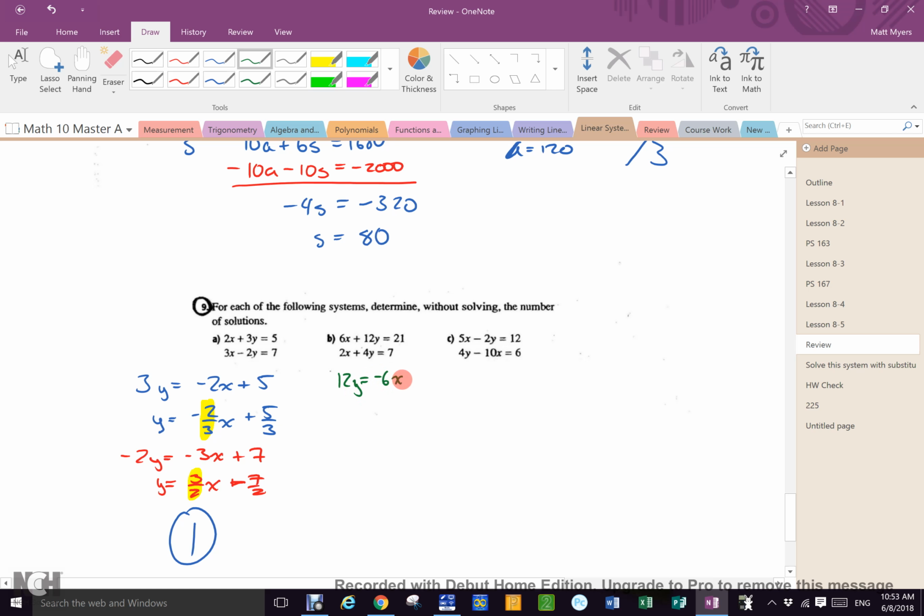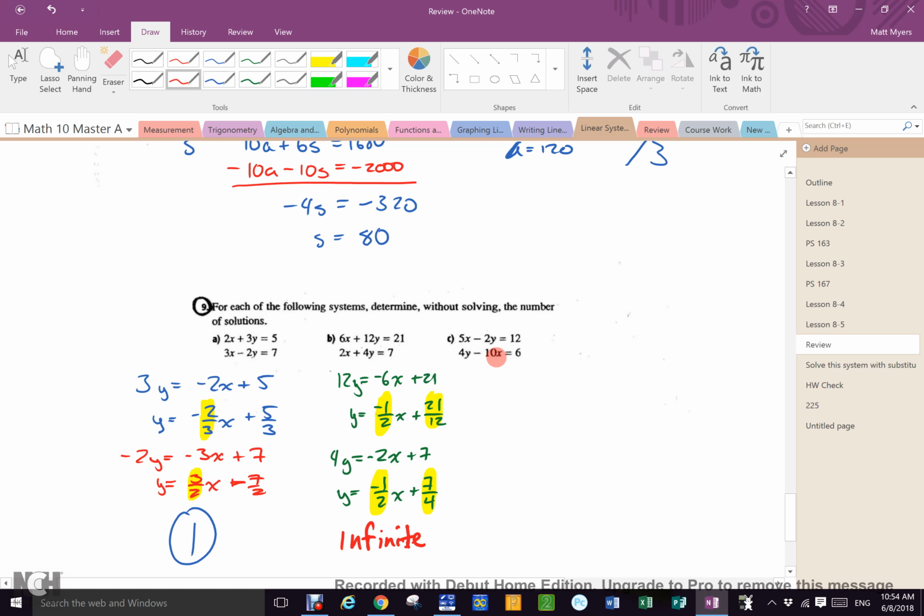12y equals negative 6x plus 21. Y equals negative 1/2 x plus 21 over 12. The other one, y equals negative 2x plus 7. Y equals negative 1/2 x plus 7 over 4. What do you see in the slopes? They're the same. Are the y-intercepts the same? Yes, they are. So this is the exact same line, isn't it? So, how many solutions? Infinite.